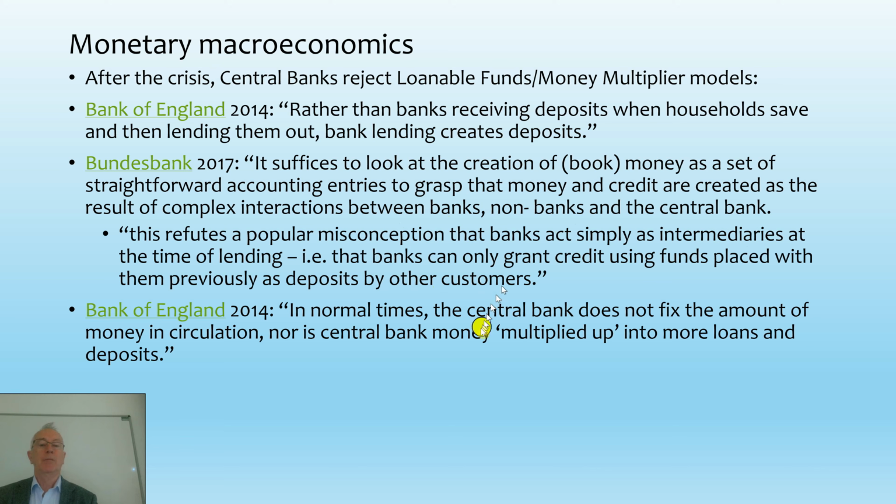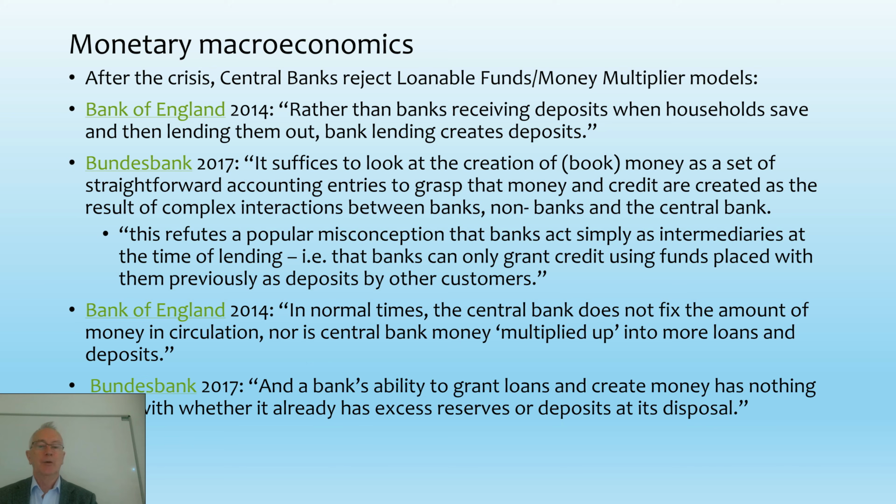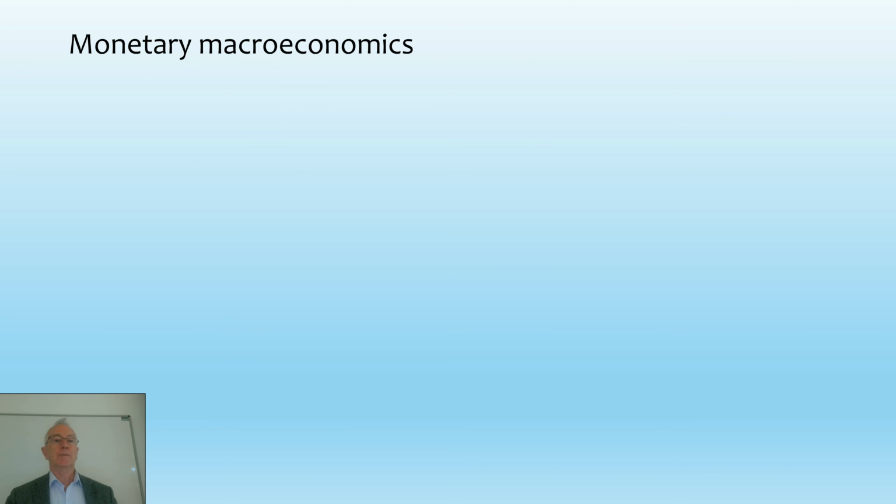And also the money multiplier model is wrong. The central bank doesn't fix the amount of money in circulation, so it doesn't determine the level of the base money, nor is base money multiplied up into more loans. They're all fallacies. And you have to ask yourself, why have we been teaching and learning fallacies for half a century? The Bundesbank: a bank's ability to grant loans and create money has nothing to do with whether it already has excess reserves or deposits. So it's a comprehensive denial of what textbooks still teach.